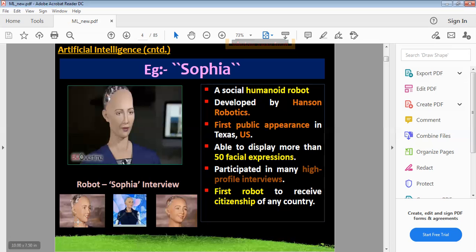So these are so many facial expressions. If it smiles, it will smile. If we laugh, it will laugh. That will be the concept.